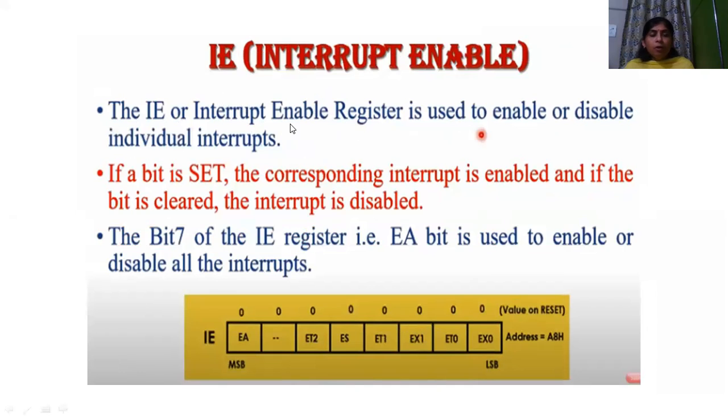The interrupt enable or IE register is used to enable or disable individual interrupts. If the bit is set, then the interrupt is enabled, and if the bit is cleared, the interrupt is disabled. Bit 7 is the EA bit, used to enable or disable all the interrupts, and the address is A8H.